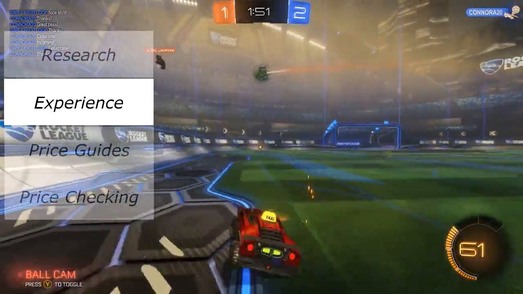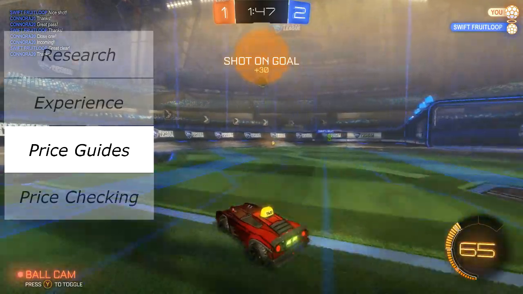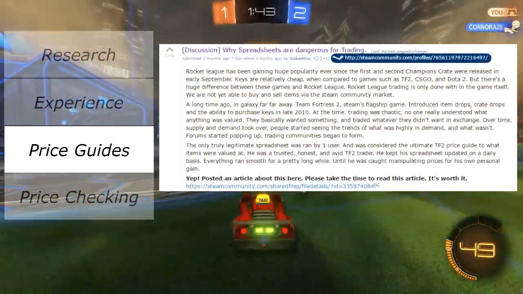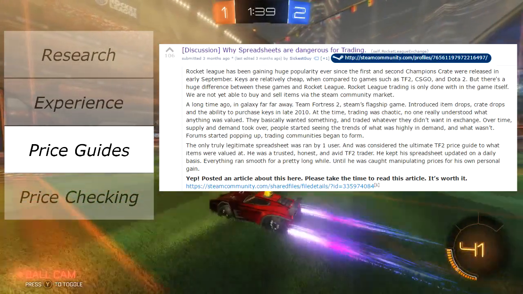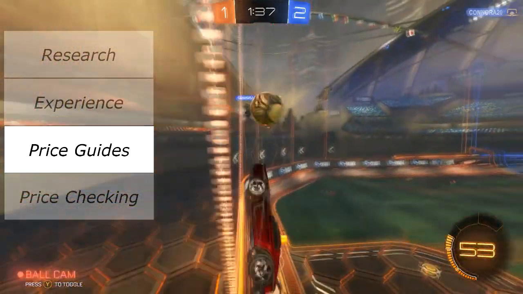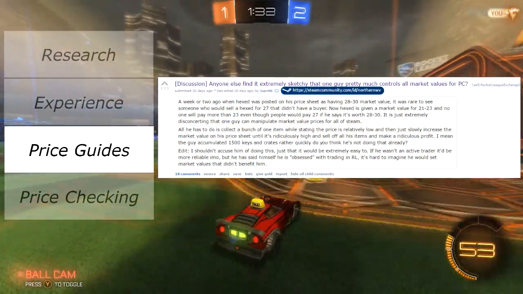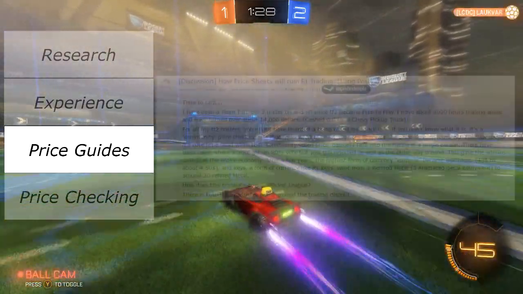Now we move on to our third aspect, and that is price guides or price sheets. Now price guides are easily the most controversial topic in Rocket League trading. There are a lot of new traders that love price sheets and a lot of them swear by them, and that's because it's really easy. You just load the web page, have a look at what your item's worth, and bam, you're done. But there's also a large portion of the community that hates price sheets.